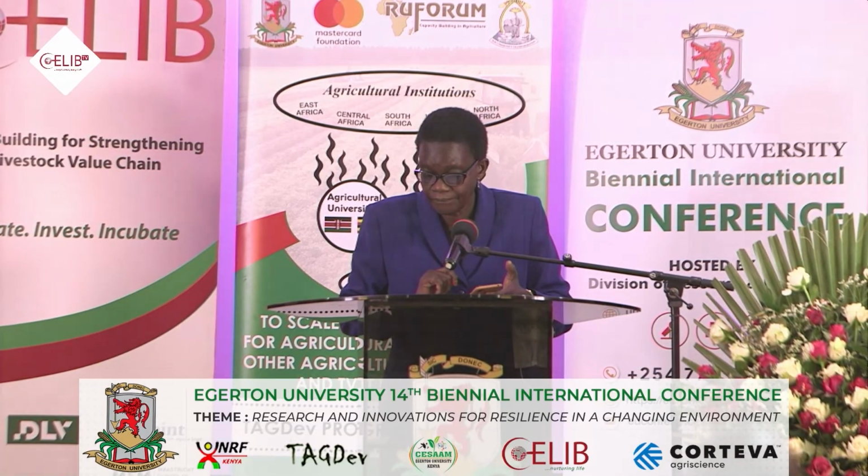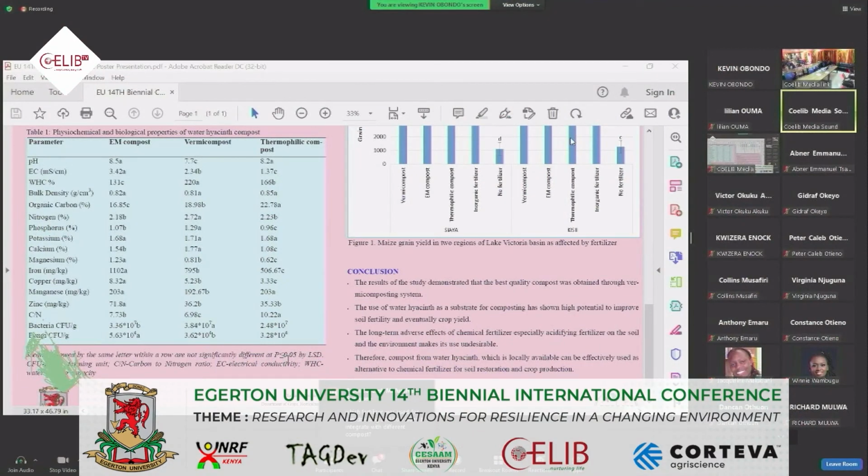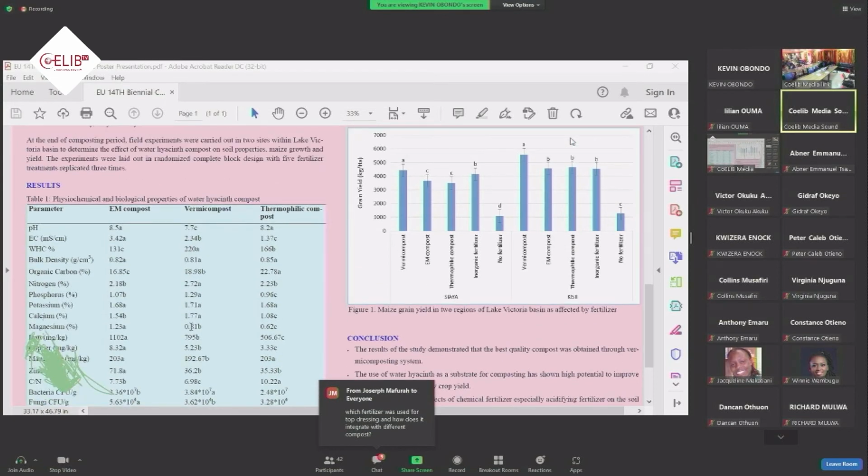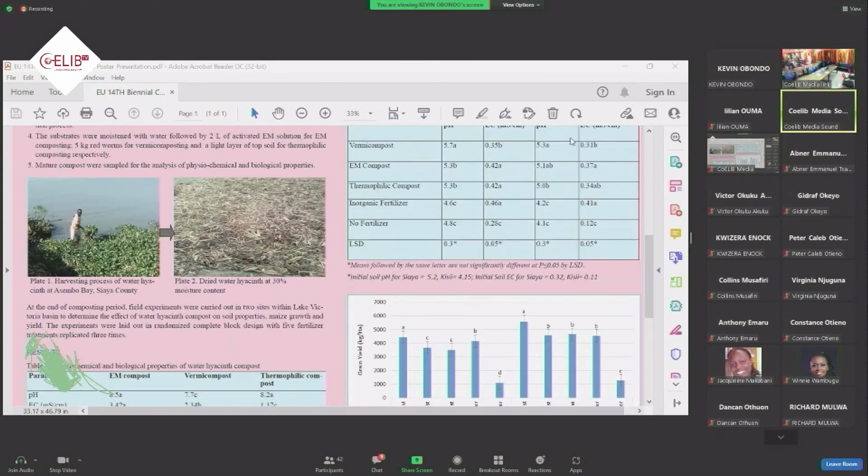How much dry matter did you obtain from the fresh hyacinth? The next question is, what precautions were taken to restrict the potential risk of spreading the noxious weed? And is it possible to use water hyacinth as green manure, because it seems a rigorous process to get it? And would the community around the lake adopt this strategy?